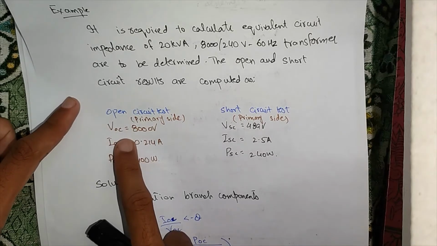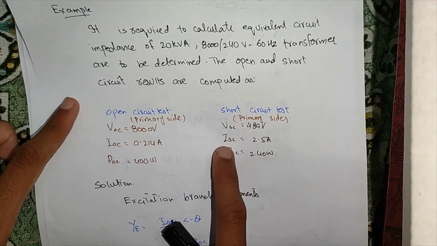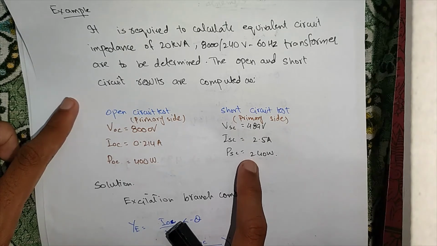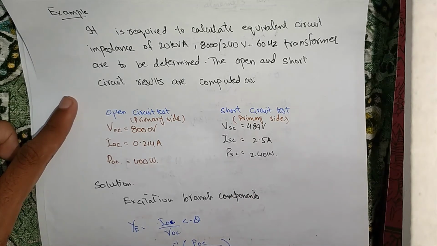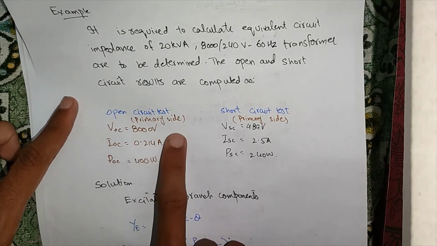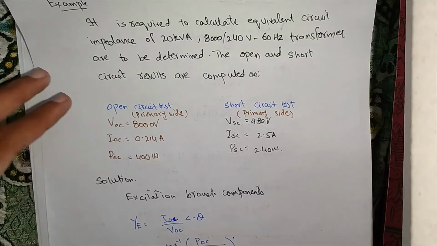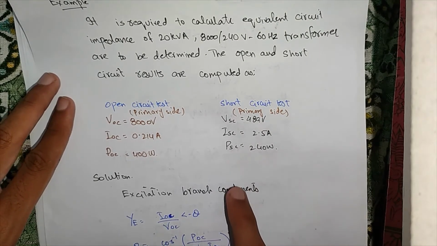The voltage at open circuit test, open circuit current, open circuit power are given here. Similarly, short circuit voltage, short circuit current, short circuit power are given here. We have to compute the equivalent circuit. For computing the equivalent circuit, we have to compute the excitation branch element as well as the series element. For calculating the excitation branch element, the open circuit values are used to find the admittance, and similarly the series element branch is calculated using short circuit test values.